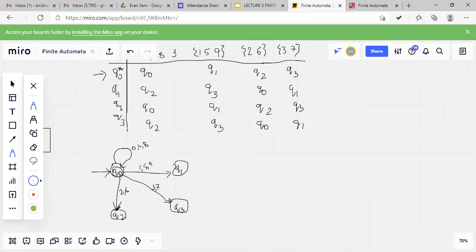Okay, Q2. Q2 on 0, 4, 8 is going to Q0. Then Q2 on 1, 5, 9 is going to Q1. See, it is left to you. You can draw the transition here.